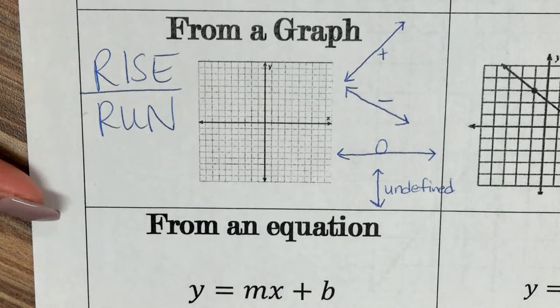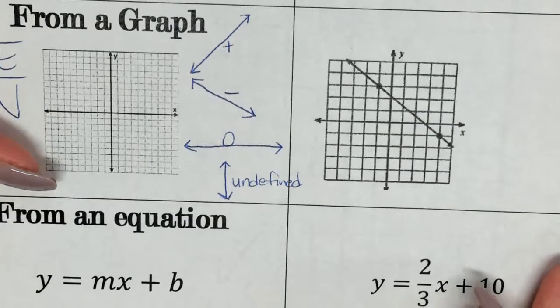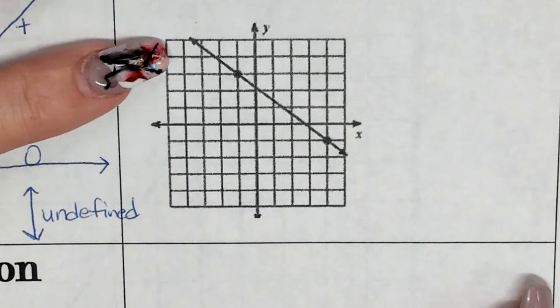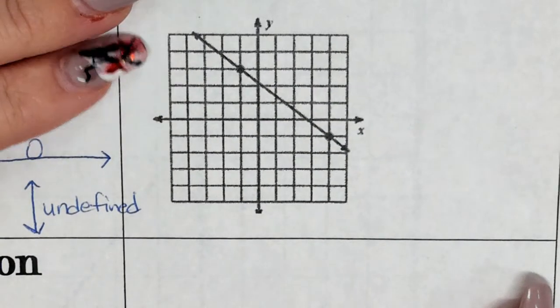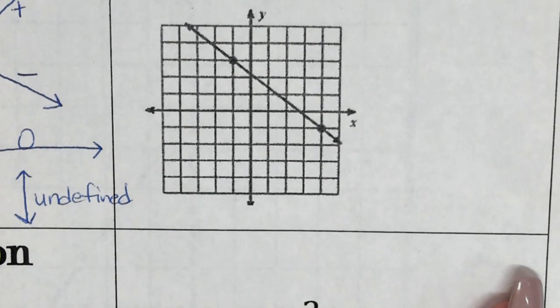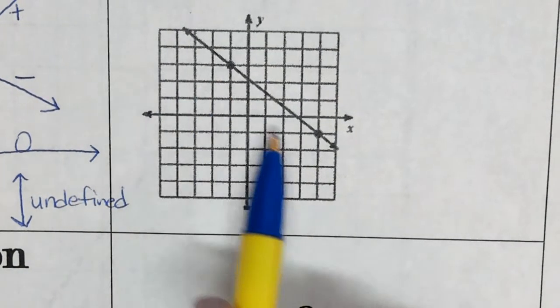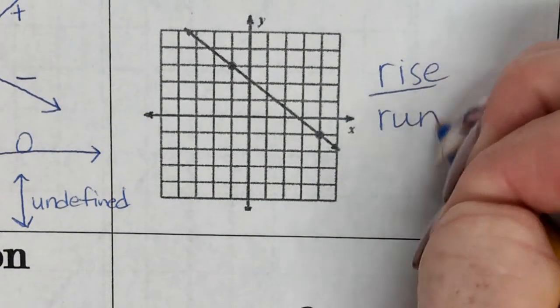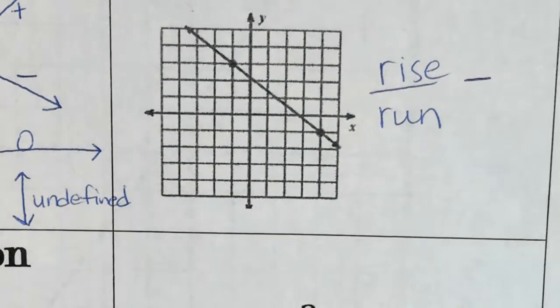Okay, so let's go look at an example over here. The first question you would ask is, is this a positive or negative slope? Why? It's going down from left to right. So if I was going to do rise over run, I would automatically put a negative sign.